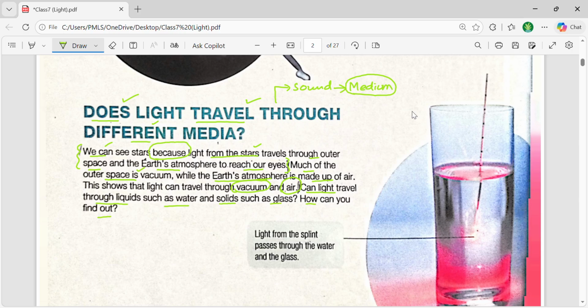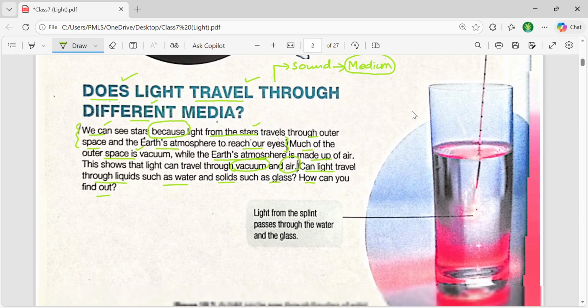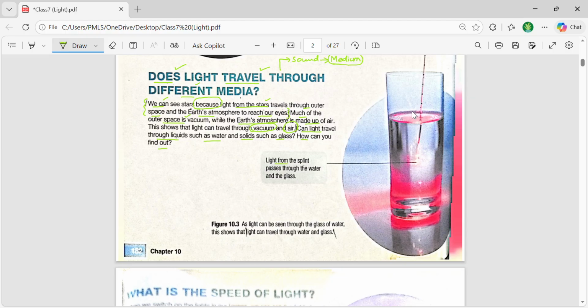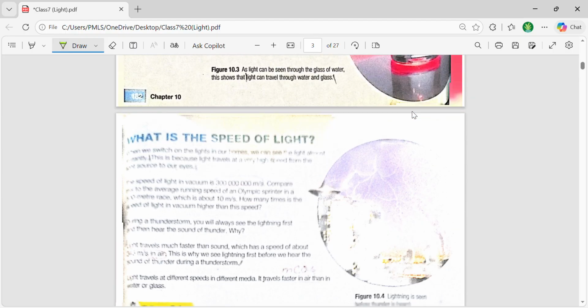We can observe that in the form of the experiment they have mentioned here. There is a light sprint in front of you that has been ignited under water, and you can see the light coming outside, passing through the glass, which is a solid. But there is a difference between the types of solid through which light can pass. Some are opaque, some are translucent, and some are transparent. We will talk about them in detail in the next point.